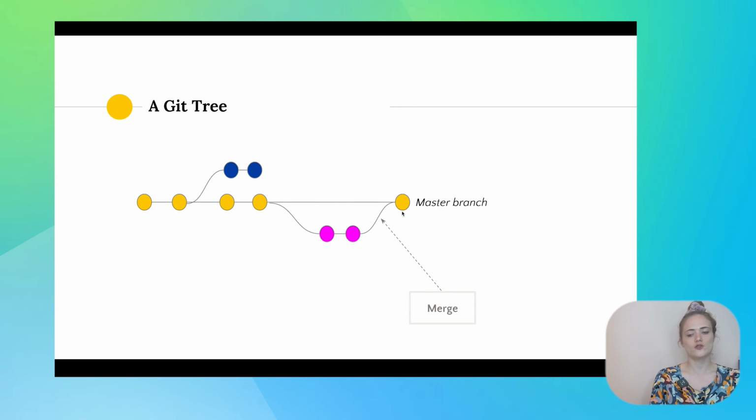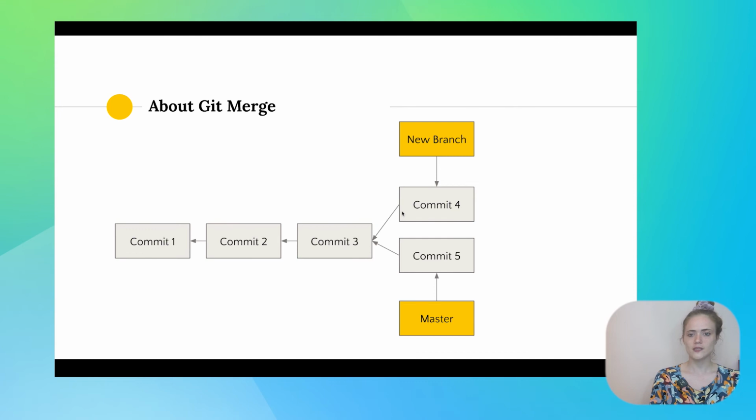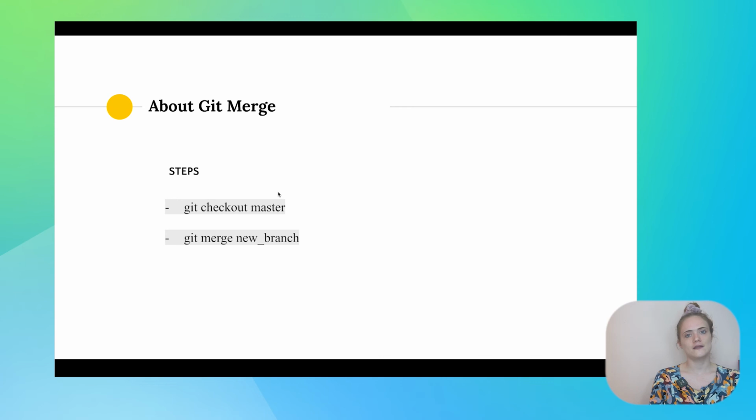You know, that's where you should look in the code you have. So I managed to merge the different things together. That's what is important here. I have my snapshot to merge in, my snapshot to merge into. So I merge my new branch into my commit. And then I did these 2 commands: git checkout master, then git merge the branch I want to merge.